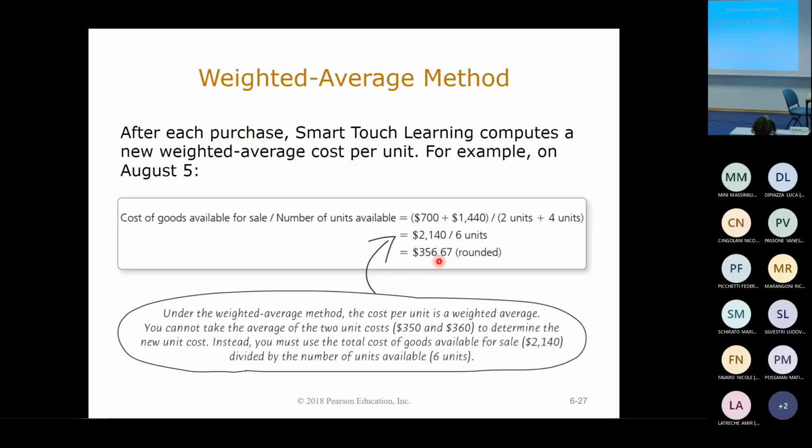So it's not the average of the two costs per unit. So you don't calculate 350 plus 360 divided by 2. That would be 355. That would be a simple average. We use a weighted average, so we need the units to correctly calculate the weighted average cost per unit.